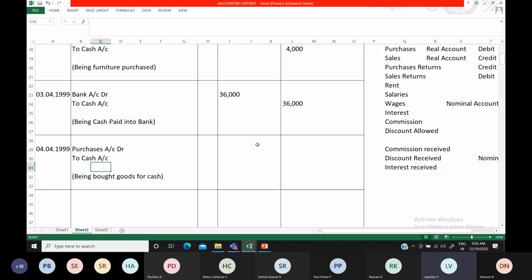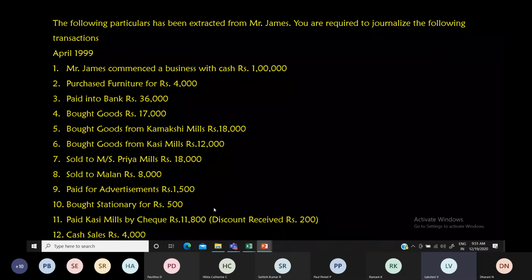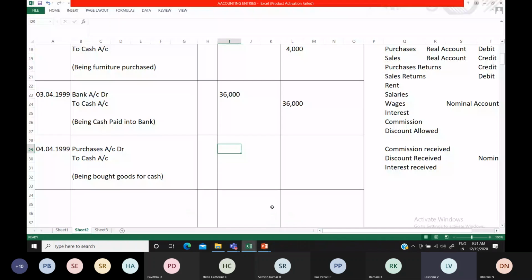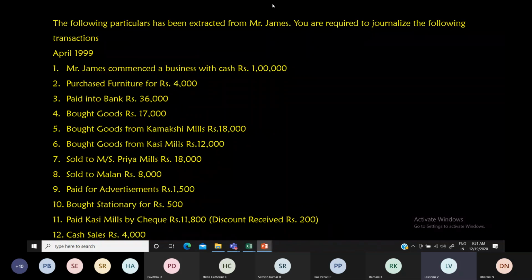Being bought goods for cash, or purchase goods for cash. Whatever amount is given in the question, just make a note of it. 17,000 rupees they have given. So in the debit column, 17,000. Same way in the credit column also, the same 17,000 you have to give. And moving to the next transaction, let us look at what transaction it is.